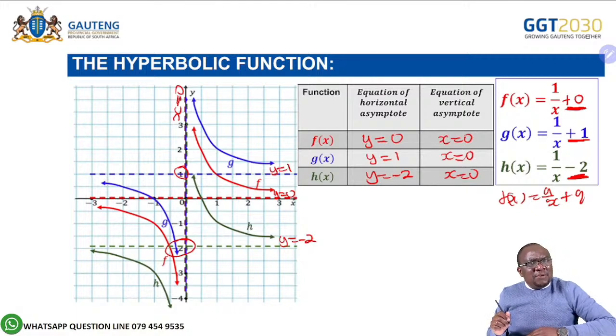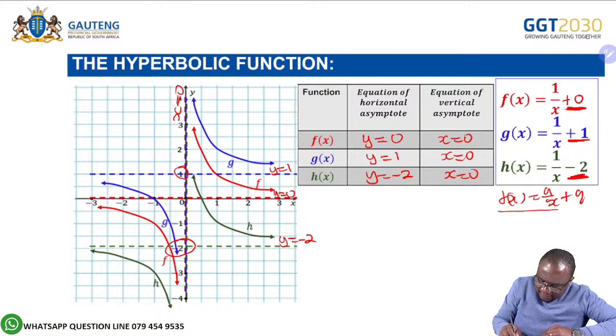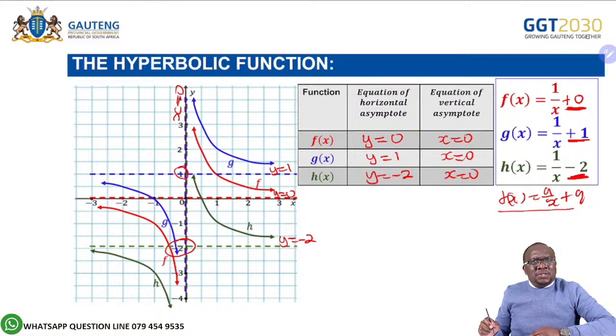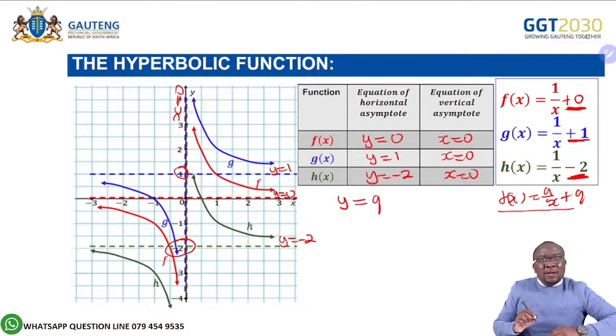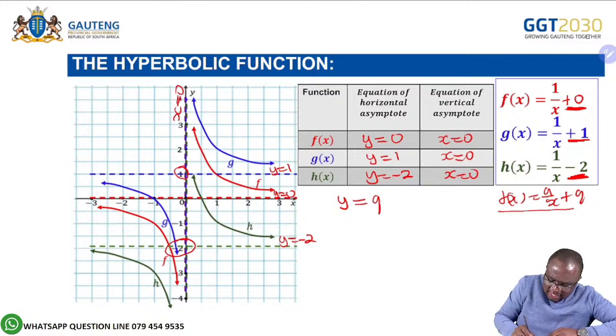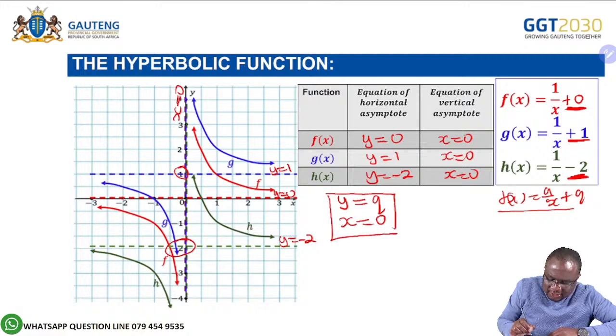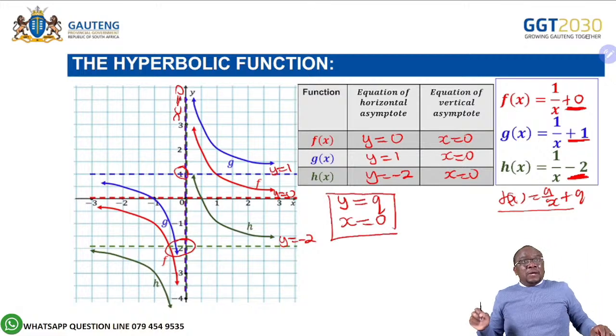So what can we say? We can generalize and say, for this function, f of x is equal to a over x plus q, the equation of the horizontal asymptote is going to be y is equal to q. And then the vertical asymptote does not change. It's always x is equal to 0. So for the equation of the horizontal asymptote, y is equal to q. No one will lose a mark on that.